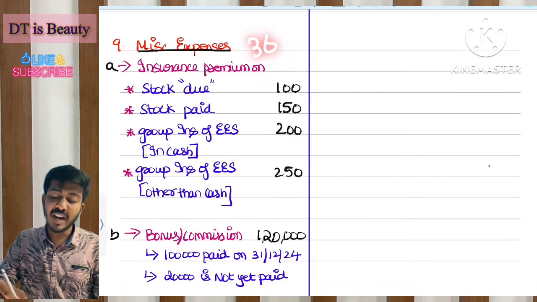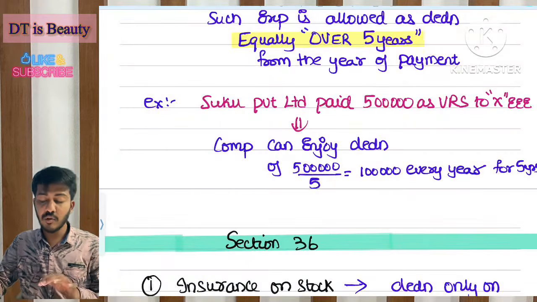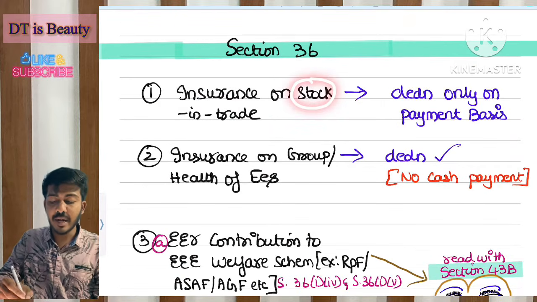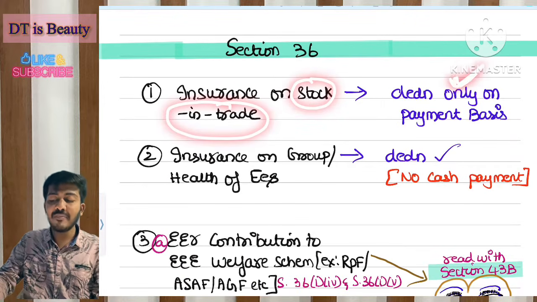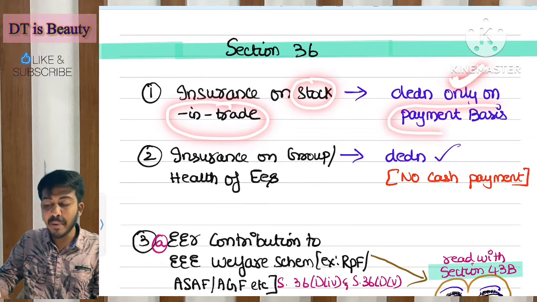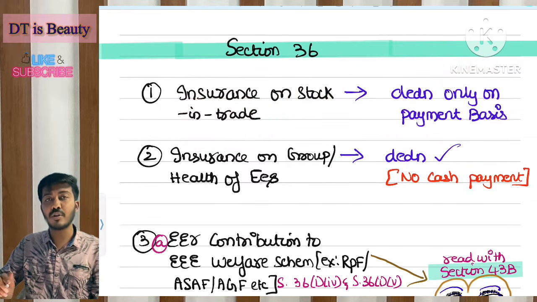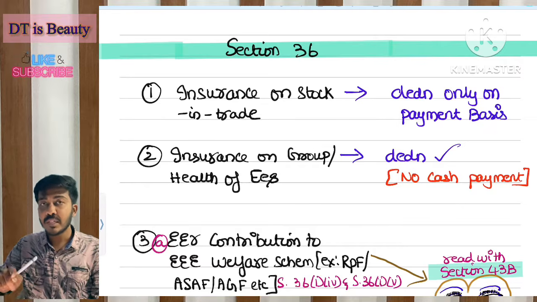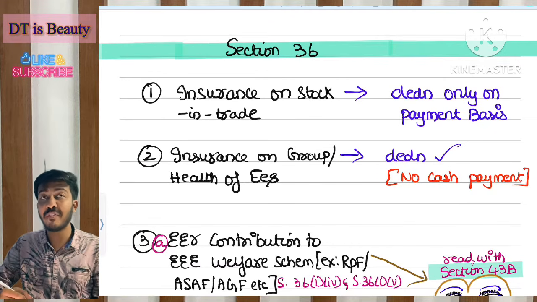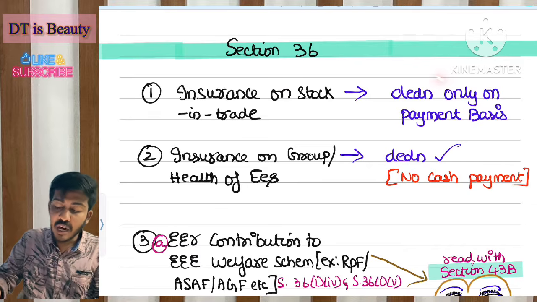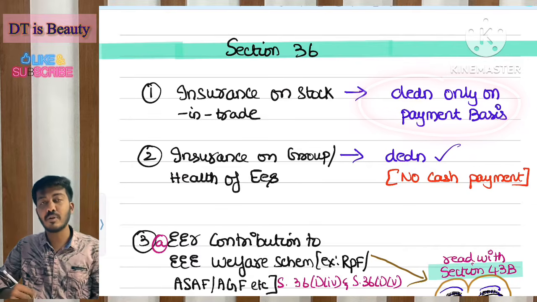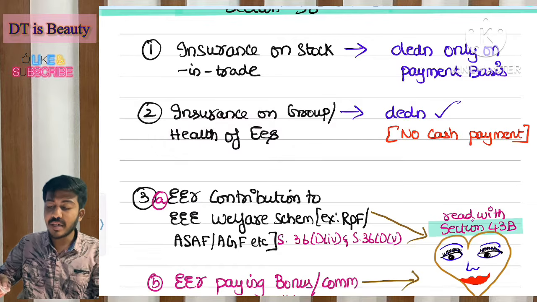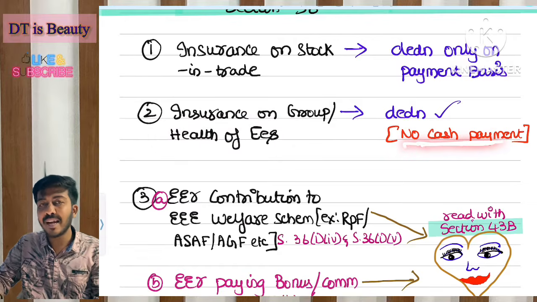Next, miscellaneous expenses. All these things will be covered by section 36. Let's learn what section 36 says. If you pay any insurance on stock in trade, you can allow it as an expense provided it is paid, which means the due basis is not allowed. Normally the entire P&L is based on the due mercantile basis, but certain expenses will be allowed only if paid. For example, section 43B, and now in section 36, insurance related to stock in trade. Come to insurance related to health of employees. It is allowed as deduction provided it is not paid in cash.